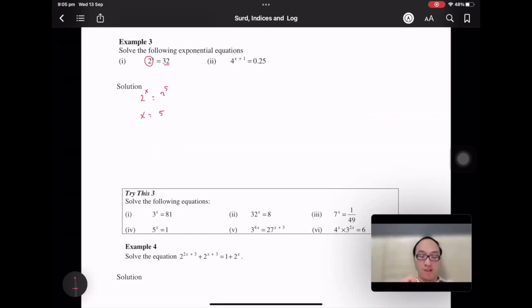Again, in part II, 4 to the power of x plus 1 equals 0.25. In this case, I can express 0.25 as a fraction, 1 over 4. And this equals 4 to the power of minus 1, because 4 is in the denominator. To make it into the numerator, we have to add the negative power. So 4 to the power of x plus 1. The base is already the same. So that means x plus 1 will be equal to negative 1. So x equals negative 2.